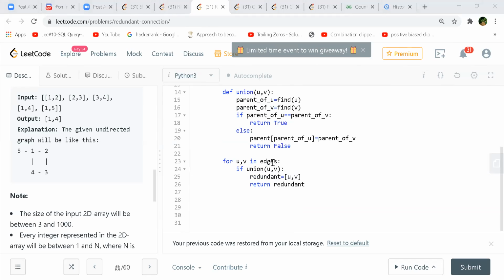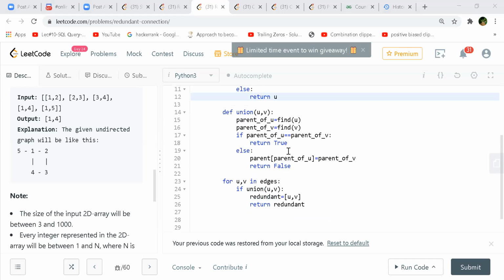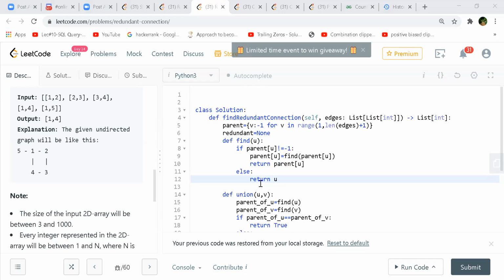Yeah, we are passing the edges first. First, you take all the nodes, make a dictionary or whatever array you can take, and fill each one of them with -1, right? And now I'm passing it in my union function. What union will do is take two nodes at a time and try to find their parent. If the parent of both of them is the same, that means what? They will form a cycle, right? Isn't it? So that's why we are returning true from here.